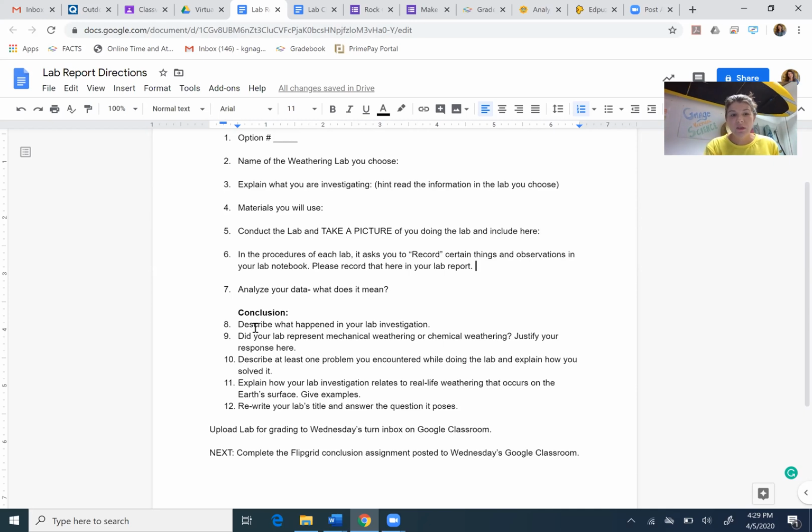Now your conclusion, there are 5 things that you need to include. You need to describe what happened in your lab investigation. Did your lab represent mechanical or chemical weathering? Justify why. Don't just give me a one-word response, 6th graders. I need to know why. So if you're telling me your lab is based on mechanical weathering, justify. Tell me why.